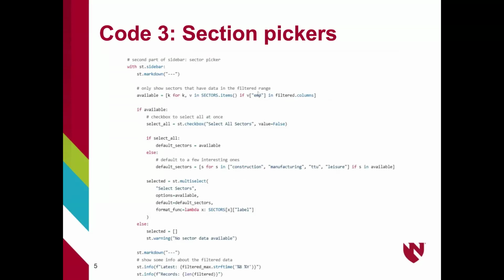I created some section pickers to go along with the date range. Right below it, you are able to select all from 0 to 11 of the BLS sectors. And I defaulted to 4 that I found interesting: construction, manufacturing, trade, transportation, utility, leisure. But you're allowed to select all of them.